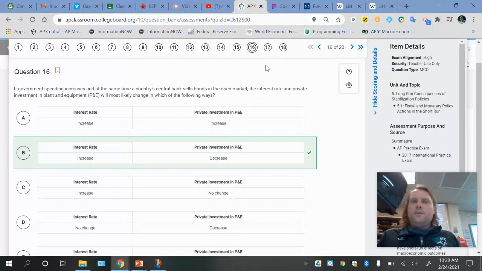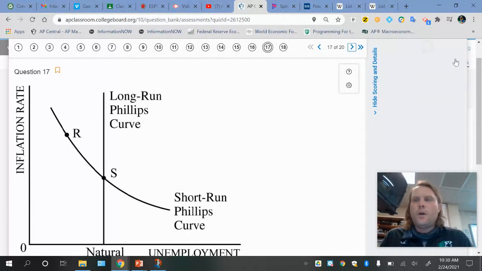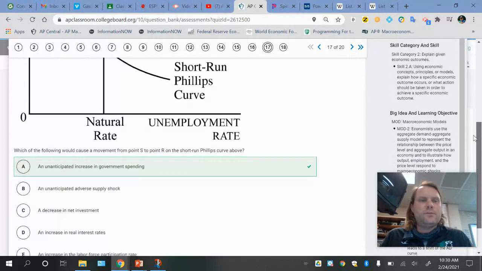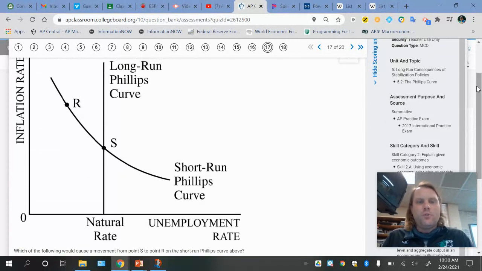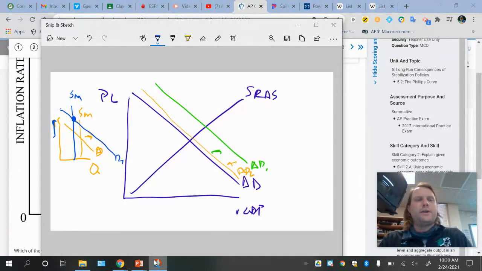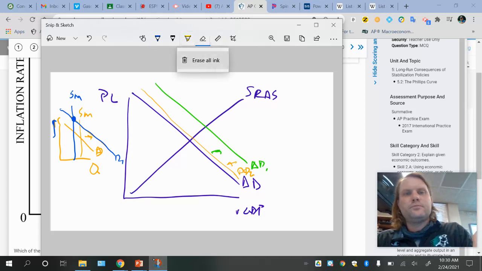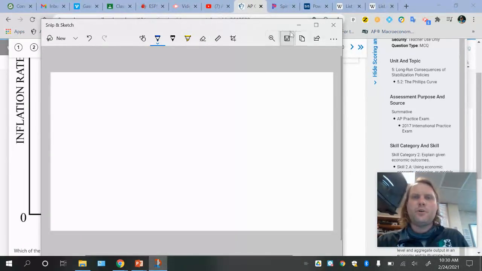Again, sometimes you got to take the long way around to figure out what you're going to do. I'm trying to simulate using these graphs to help you walk into some answers here. All right, going to number 17, our Phillips curve here. Which of the following would cause movement from point S to point R on the short run Phillips curve? So I'm going to draw this just so I can draw on this. Make sure I'm drawing what I need to draw.